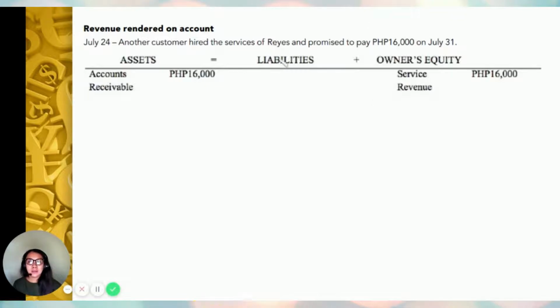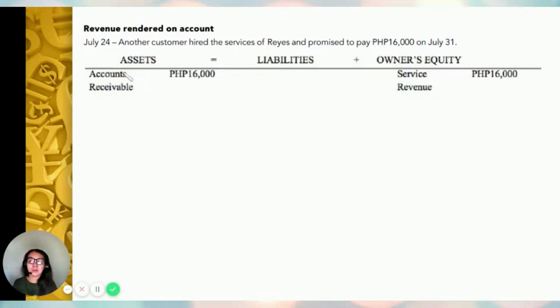So in here, we rendered services. And in the accrual basis, you recognize revenue once it is earned. So when Reyes gave the service, revenue was earned. So it is recorded as service revenue for 16,000. And there's an equivalent asset account that is accounts receivable.